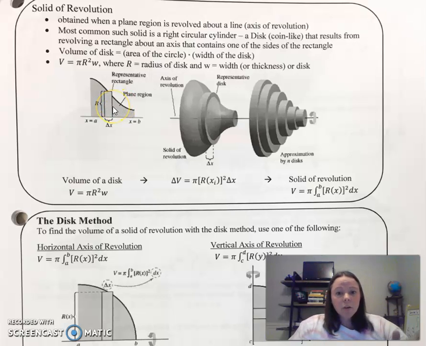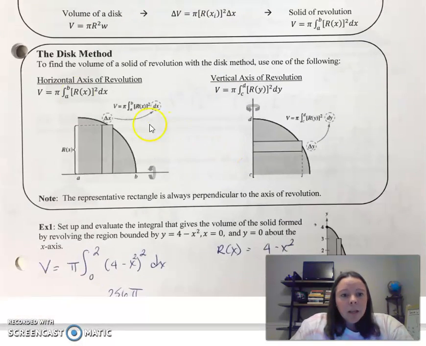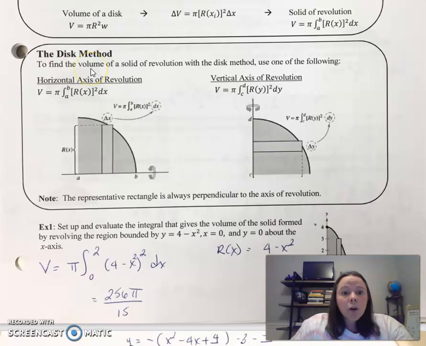In this case, our disks are on their side, so that's why the height is technically the change in x. And the r in pi r squared is actually being created by your curve. The curve is giving you the radius of that particular cylinder as you rotate around. That's where that formula is coming from. The disk method is when you have a solid, so there are no holes in the middle. We're going to talk about that in a minute.